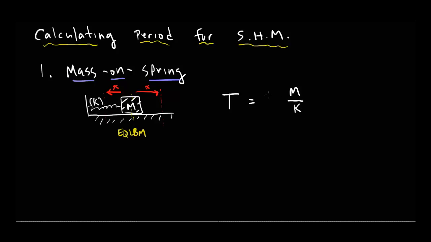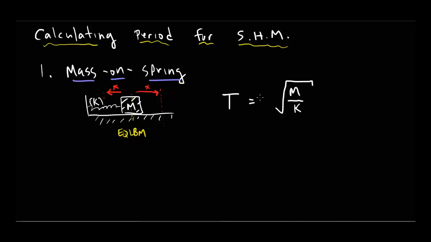Now I'm going to add a couple little bells and whistles onto this relationship to make it work out. And I'm not actually going to derive them for you here. The first is that this is a square root relationship. And I'm not going to get into why it's a square root relationship right now, but just suffice it to say, if you want to calculate the exact value of T, you need to take the square root of m over k. Still a direct relationship, m and T, and an inverse relationship, k and T, but we have a square root in there.